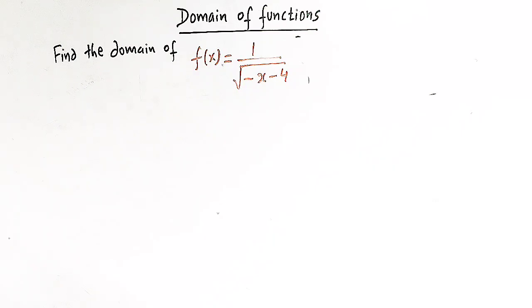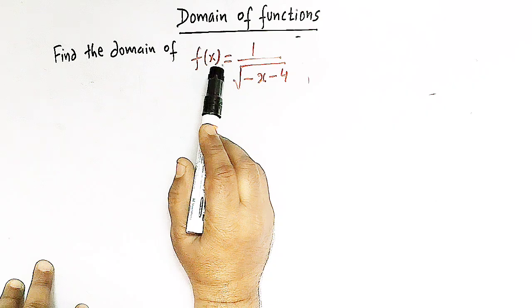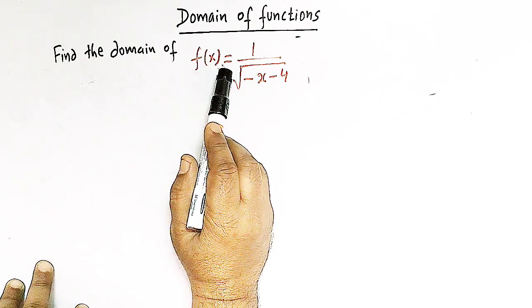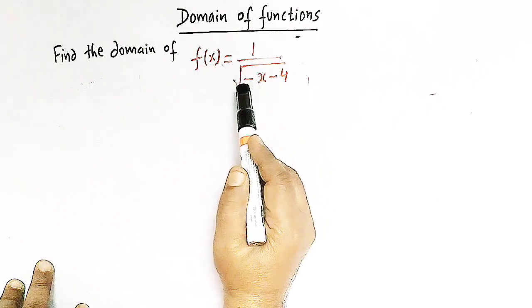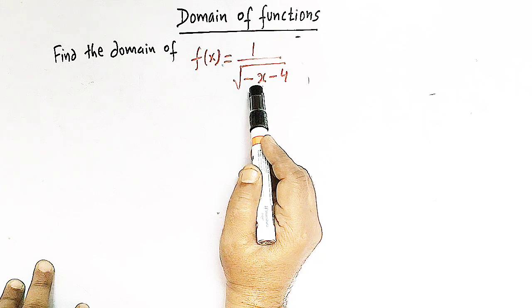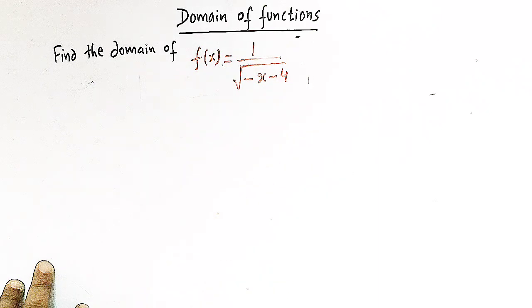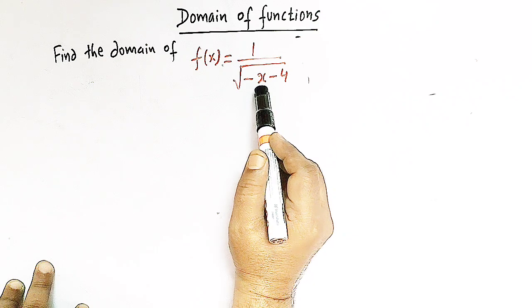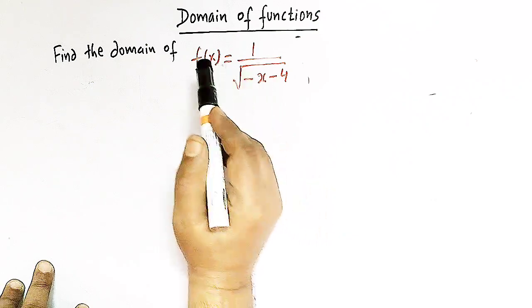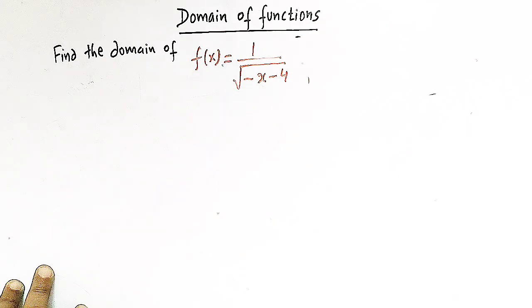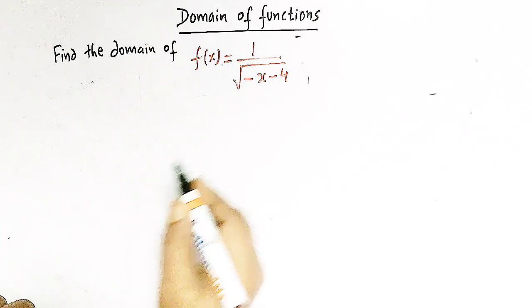Hello viewers, in today's session we are going to find out the domain of this function f of x that is equal to 1 divided by square root of minus x minus 4, right? So here we'll search for all the valid values of x for which this function f of x is defined, right? Okay, so let us start.